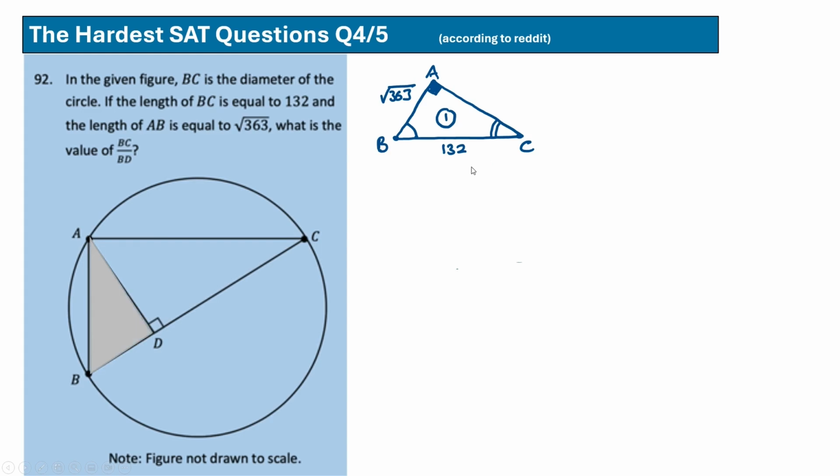Let's consider the next triangle, triangle ADB. I'm going to sketch that one over here as well. I already know from the question that A to B is root 363. I also know that the angle at D is a right angle. And I know the angle at B is the same as the angle B above, so I'm going to represent that by one line.